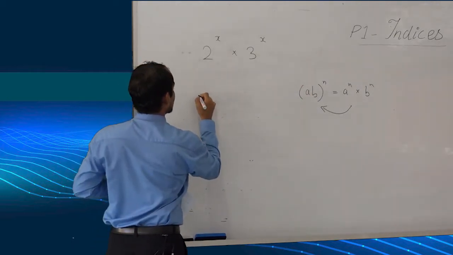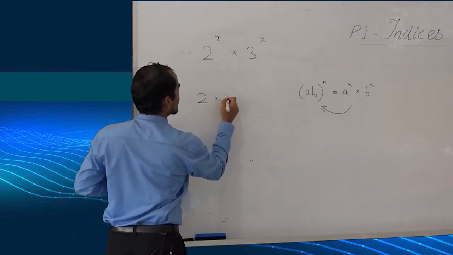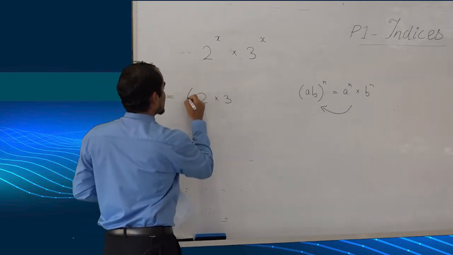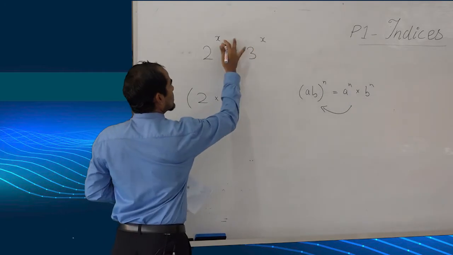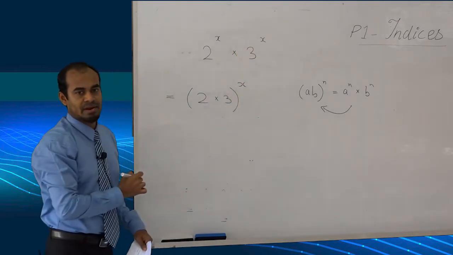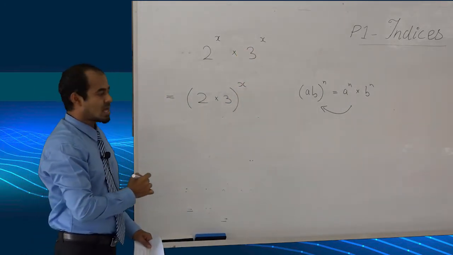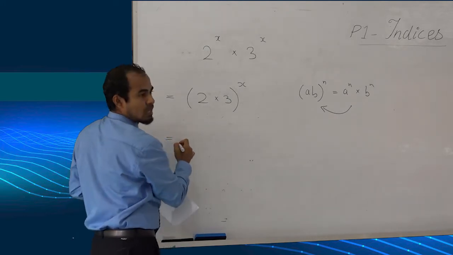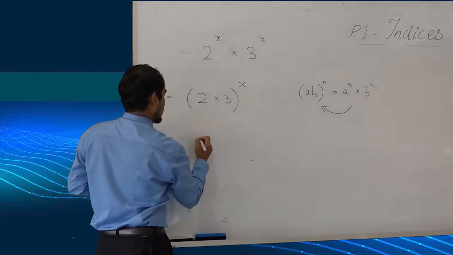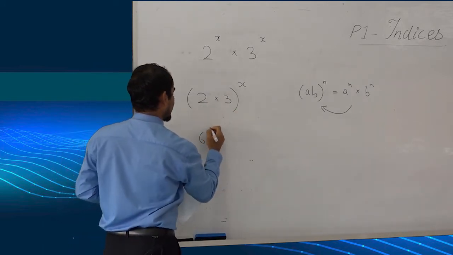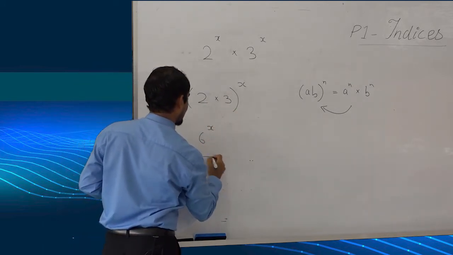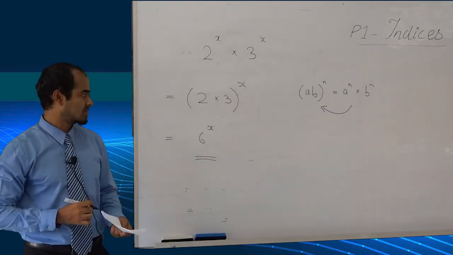And so that means we will be able to write it this way as a product inside a bracket, 2 and 3, and then the power is a common power outside the bracket. That allows us to combine this into a simple whole number. That's 6. 2 times 3 is 6. Then we still have the power outside. So that would be the final answer for that.